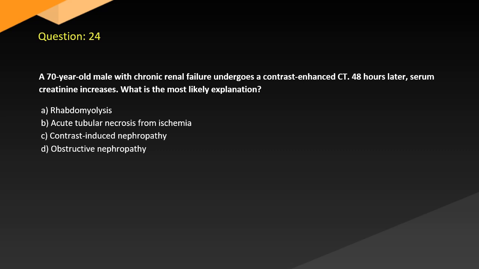Question 24. A 70-year-old male with chronic renal failure undergoes a contrast-enhanced CT. 48 hours later, serum creatinine increases. What is the most likely explanation? A. Rhabdomyolysis. B. Acute tubular necrosis from ischemia. C. Contrast-induced nephropathy. D. Obstructive nephropathy.